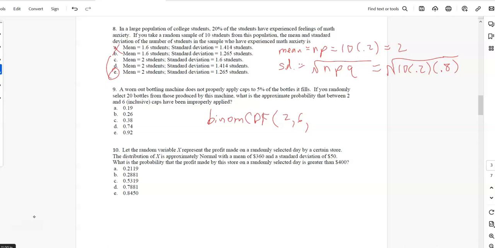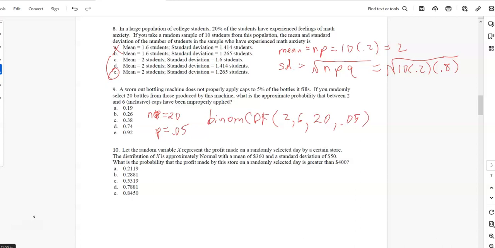And then you put the number, N is equal to 20, and P, the probability of success, is 0.05. Weirdly, success is getting a bad lid here. Okay, so this would be 20 and 0.05.